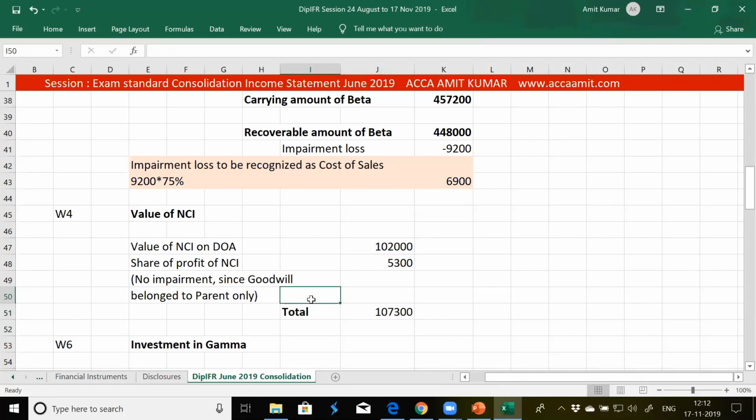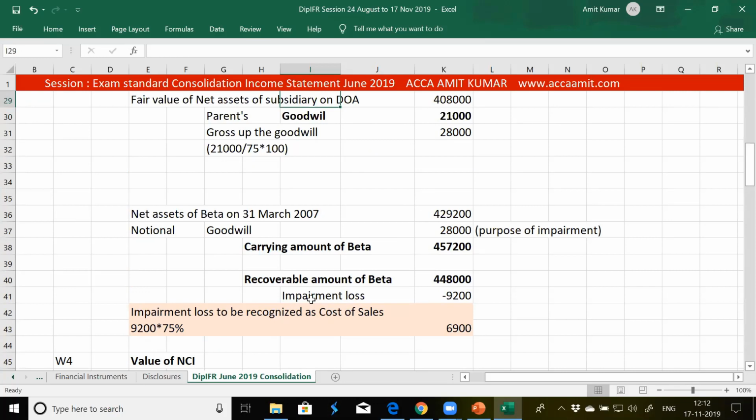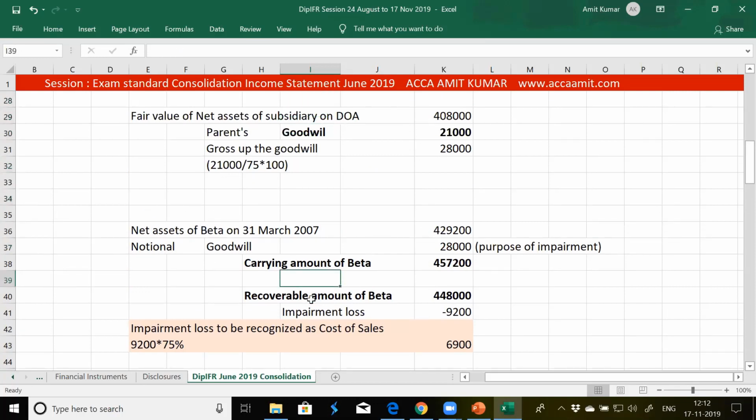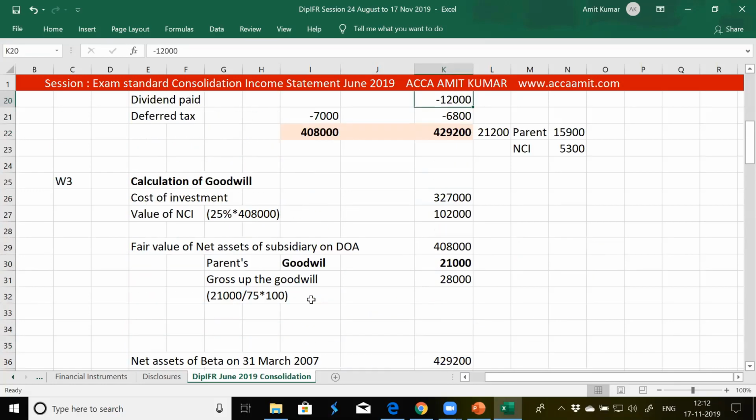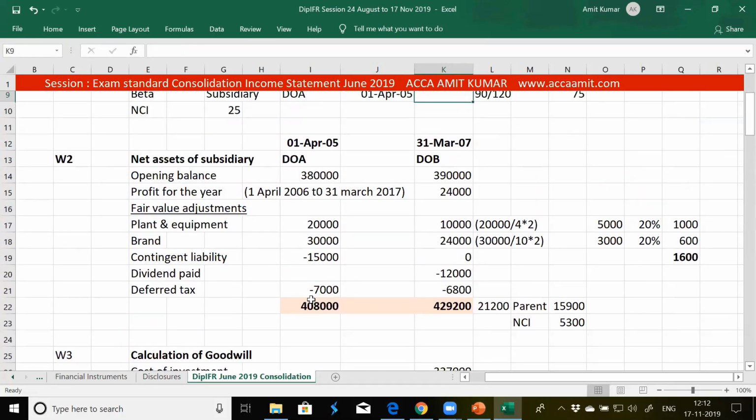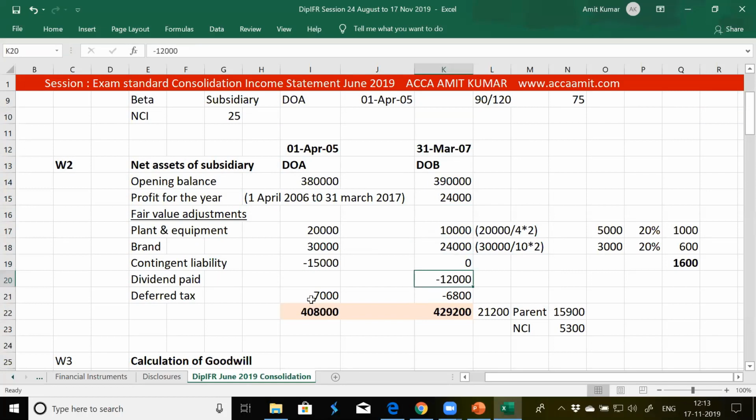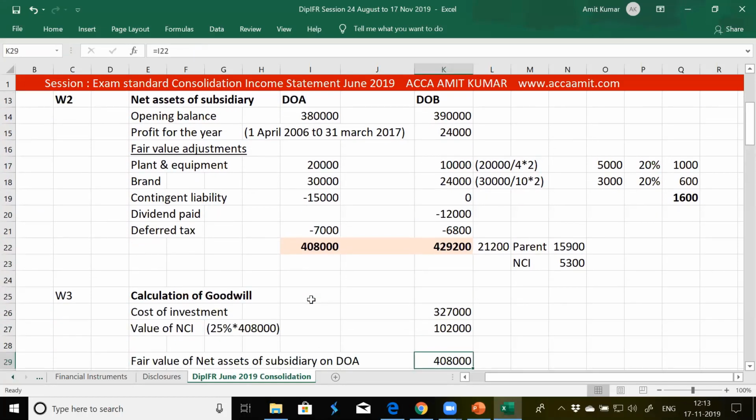This information of working note number 3 is not required as part of this question. We need only this information, how much loss to be recognized as part of cost of sales. For that purpose, we had to do these calculations, calculation of goodwill and net assets of subsidiary on the date of acquisition and date of balance sheet, so that we can know what is the movement. This information is not required as of now because this is not relevant. If we would have prepared a balance sheet, this would have been relevant directly. We would have used these balances, but we need to prepare the income statement.